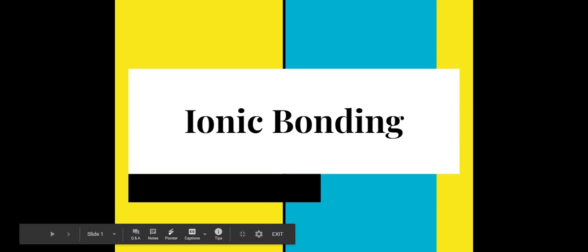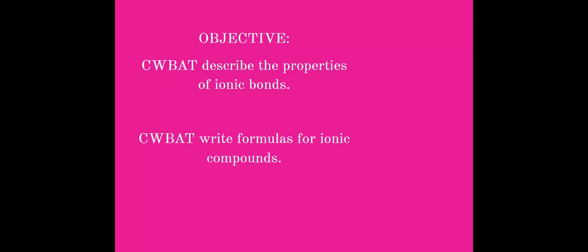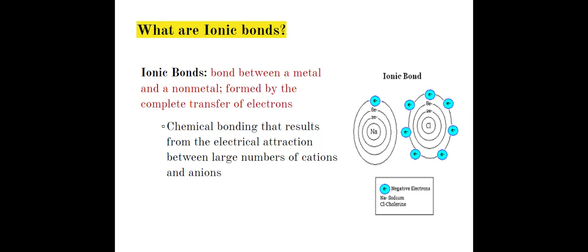All right, guys. Today we're going to discuss in more detail ionic bonding, which is the first type of bonding and perhaps the most complicated, which is why we're going to do it first. Get it out of the way. So the objectives are that we'll be able to describe the properties of ionic bonds and then also write formulas for ionic compounds. So first things first, what are ionic bonds?